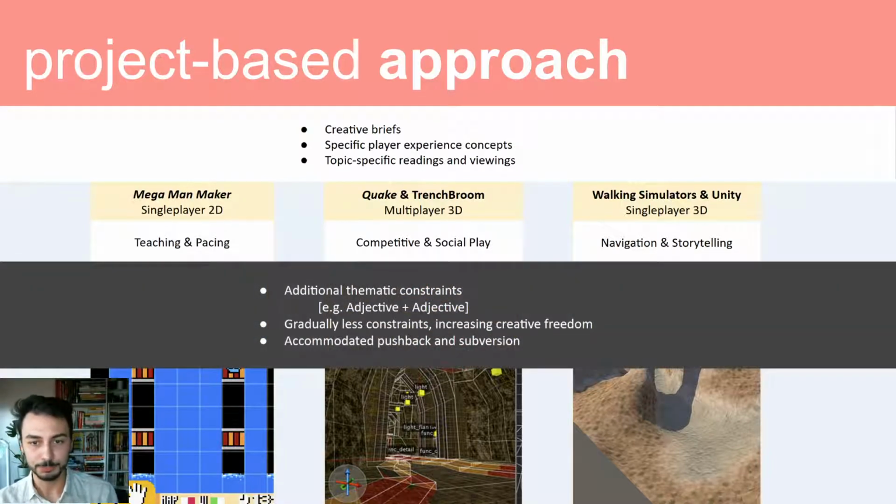So, for example, Mega Man Maker, we would use the creative prompt of adjective and adjective as the level's title. For instance, fast and slow or sticky and wet, that students would be given a variety of. They could choose, and that would be a launching off point for what elements they would concentrate on when making their level and responding to the concepts the project was focusing on.